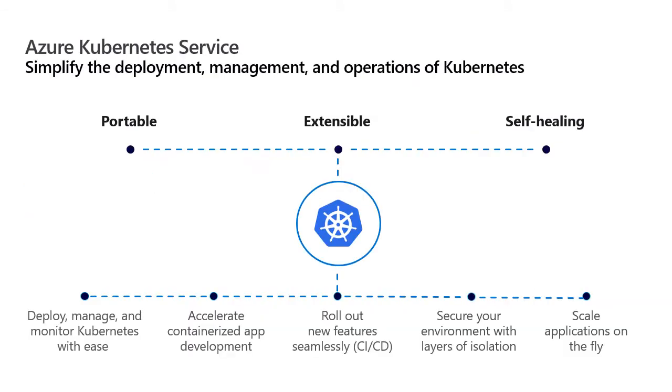And the only thing that we need to do is just deploy your containers and let AKS manage the orchestration across that. So the other capabilities that Azure Kubernetes Service provides, other than the standard capabilities of open source Kubernetes, such as portability, extensibility, and self-healing, would include deploying, managing and monitoring Kubernetes with ease, allowing us to accelerate containerized app deployment, rolling out new features, which is the DevOps approach, securing environments with layers of applications, and also scaling applications on the fly.